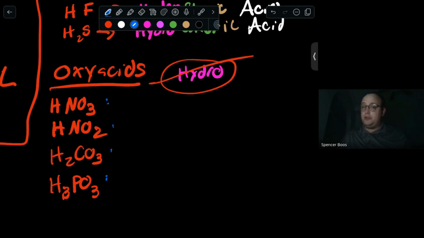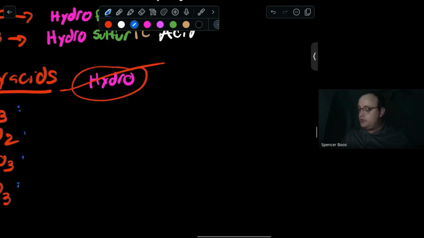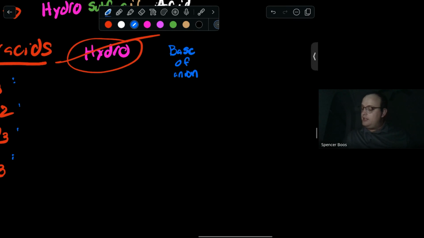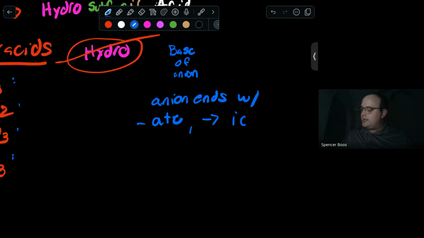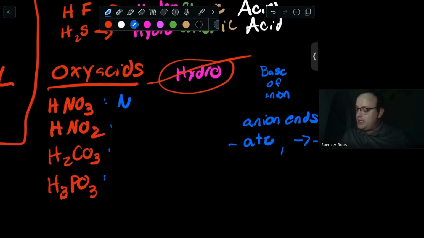So we've got HNO3. So we look at the base of the anion, and then we add one or two things. If the anion ends with ate, you change the ending to ic. A good way to remember it is, I ate something icky. So for HNO3, this is a nitrate, so it becomes nitric acid.